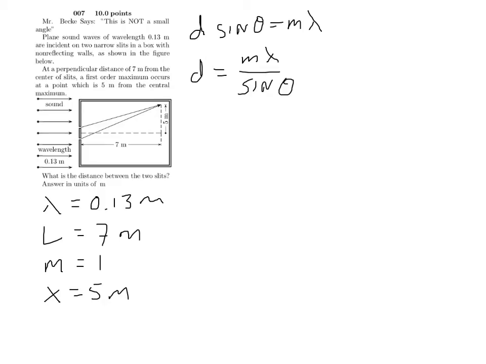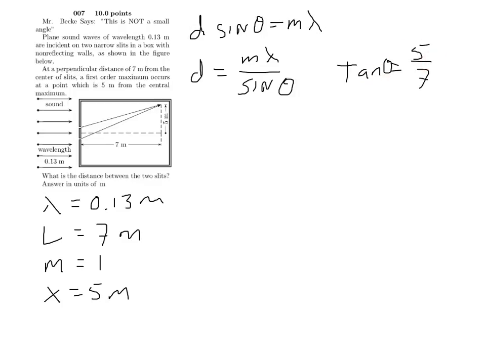Now I don't have theta yet, but I do know that this is 7 meters and this is 5 meters, so if I'm clever I can figure out that the tangent of theta is equal to the opposite, which is 5, divided by the adjacent, which is 7. So that's the tangent of theta is 5 over 7. So I can calculate this with an inverse tangent to get theta, plug theta in here, and now I have m times lambda divided by sine theta, and that will give me d. That'll give me d in meters, and it's asking for d in meters.